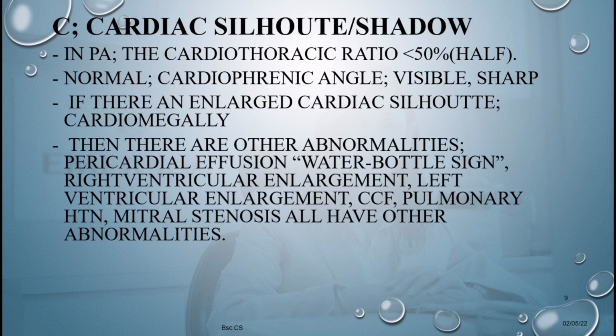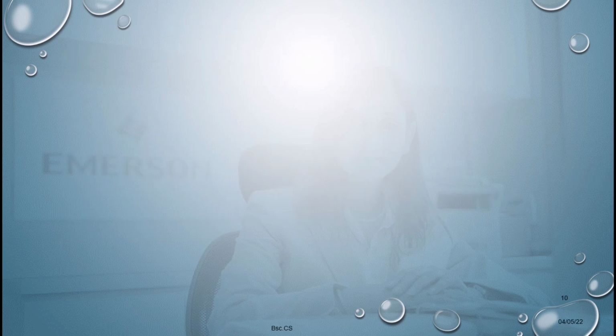Okay, so which I'm going to do, because there is one here. Okay, then there are also other abnormalities such as pericardial effusion, water bottle sign, right ventricular enlargement, then left ventricular enlargement, CCF, pulmonary hypertension, mitral stenosis, or other abnormalities. So it's not just about you knowing how to read the chest x-ray, it's also about you knowing conditions and what they actually represent on the chest x-ray.